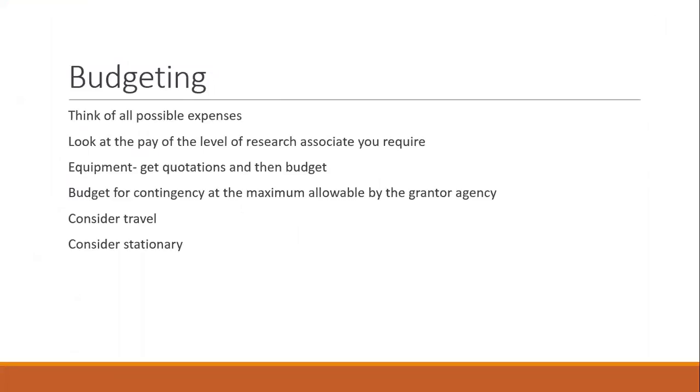Budget for contingency at the maximum allowable by the granting agency. Contingency covers things that you have not anticipated, things that you have not budgeted for. And believe me, there will be all of these that will crop up. There are guidelines for this. Granting agencies will only allow about 15,000 per year and so on. So whatever is allowable, budget for that. Consider travel: travel by the research associate, travel by the PI for presentation. For example, DST requires you to go and do a final presentation. So for that you need to travel. Then patient travel, and so on, and consider stationery, Xerox, whatever you need to do.